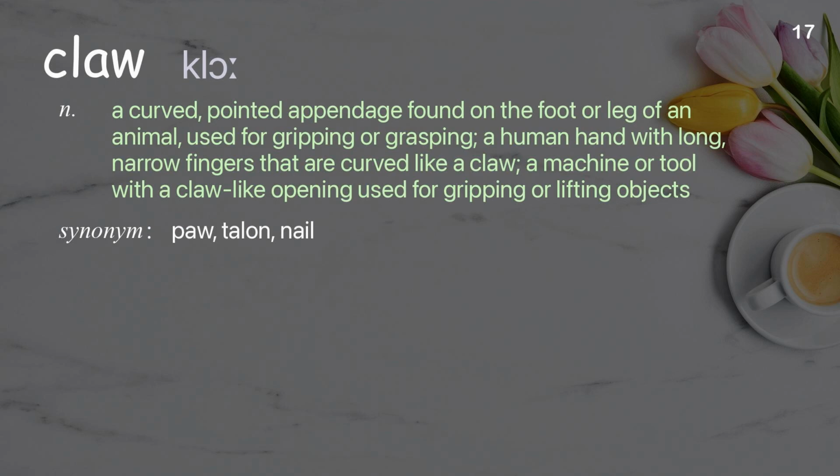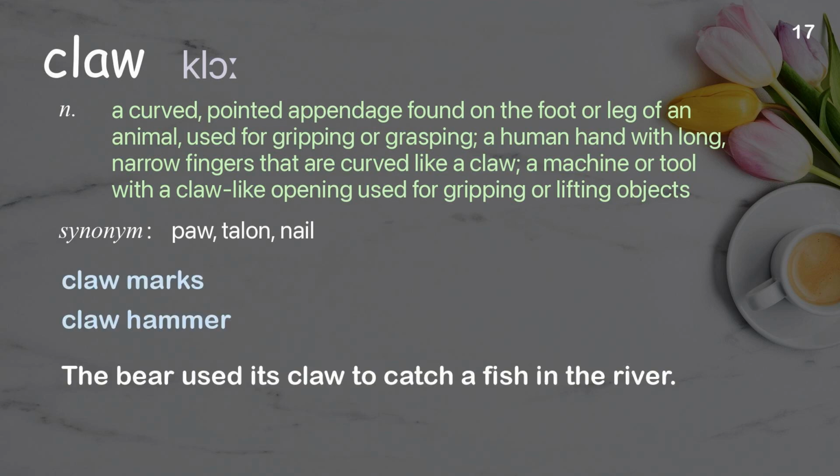Claw. A curved, pointed appendage found on the foot or leg of an animal, used for gripping or grasping. A human hand with long, narrow fingers that are curved like a claw. A machine or tool with a claw-like opening used for gripping or lifting objects. Examples: Claw marks. Claw hammer. The bear used its claw to catch a fish in the river.